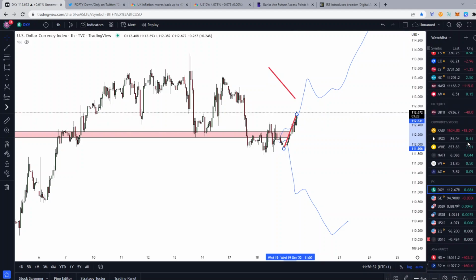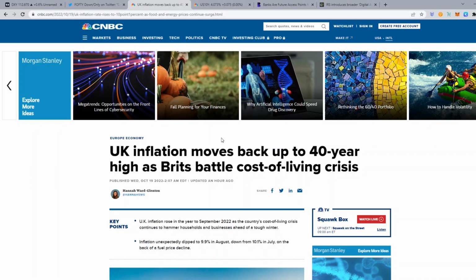We'll get into a little bit of news, guys. Why is the dollar seeing some strength today? Well, it has everything to do with the UK inflation numbers. UK inflation moves back up to 40-year high as Brits battle cost of living crisis. UK inflation rose in the year to September 2020, as the country's cost of living crisis continues to hammer households and businesses ahead of a tough winter.